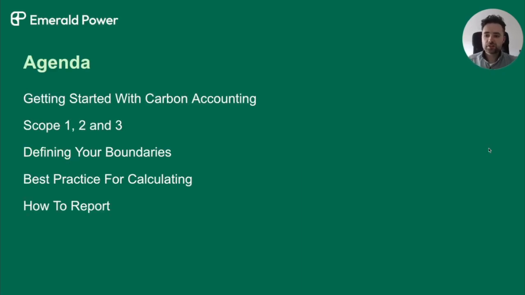Essentially, what we're going to look at is a few simple things. What is carbon accounting and what does it mean? What are the three different scopes within carbon accounting? How do you define the boundaries that are applicable to your business and what data points do you need to have access to in order to formulate your carbon footprint? What are the best practices for calculating your carbon footprint and how do you actually go about reporting it?